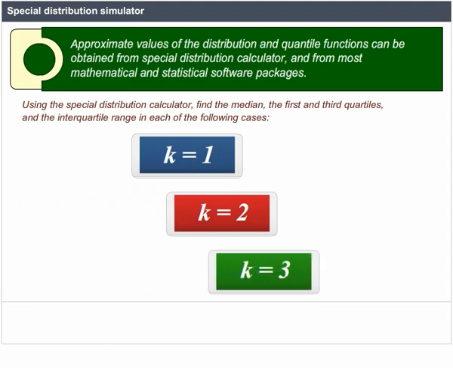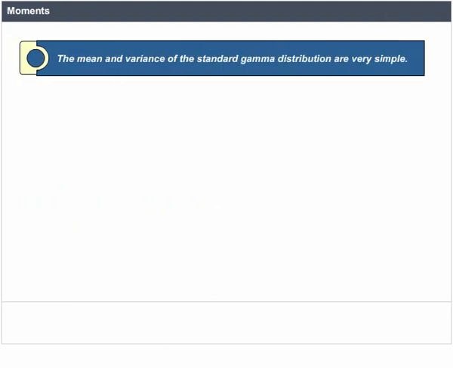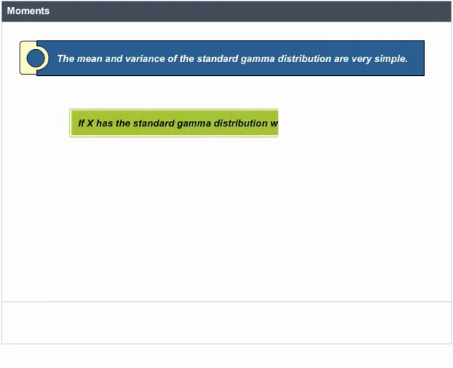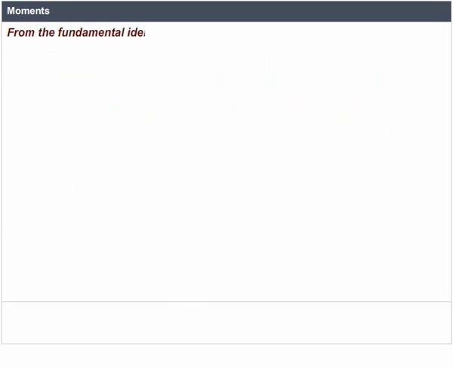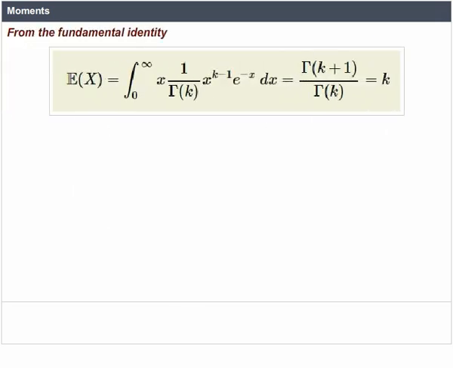Moments. The mean and variance of the standard gamma distribution are very simple. If X has a standard gamma distribution with shape parameter k, then E(X) = k, Var(X) = k. From the fundamental identity, E(X) = ∫₀^∞ x (1/Γ(k)) x^(k-1) e^(-x) dx = Γ(k + 1) / Γ(k) = k.